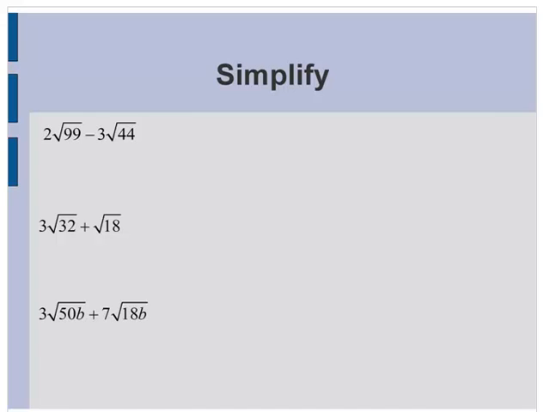Alright, so let's look at just a couple more here. So we had 2 times the square root of 99 plus 3 times the square root of 44. Again, I cannot combine them directly, but maybe there are some perfect squares, maybe they are like radicals, but it's just not immediately seen.